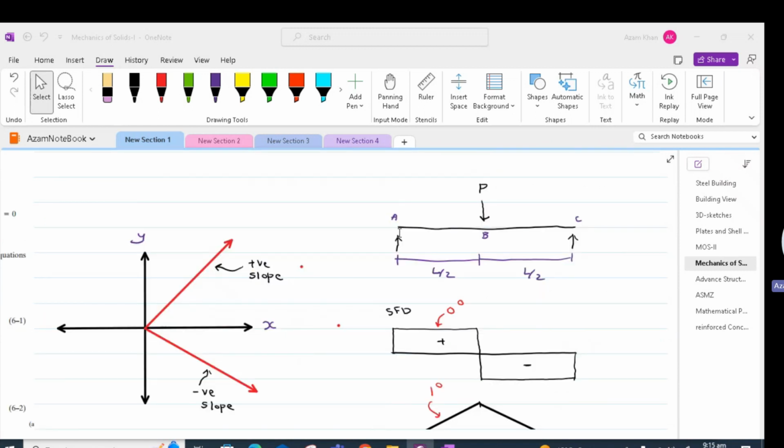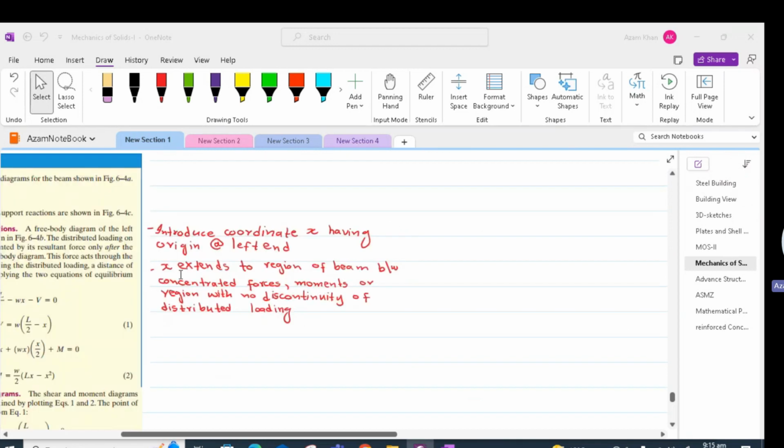In the case of concentrated loading, we will need 2 x coordinates for capturing the whole beam. One coordinate x would describe the region between the two concentrated loads, which is this reaction and the applied load, i.e. the region AB. And the second coordinate x will describe the region BC, which is between P and the right reaction. That is why we say that x extends to the region of the beam between the concentrated forces.